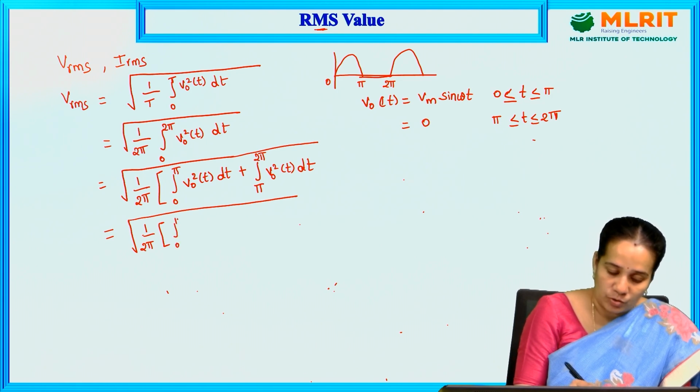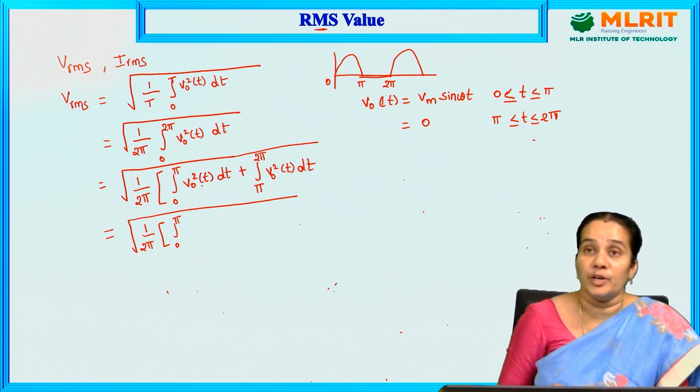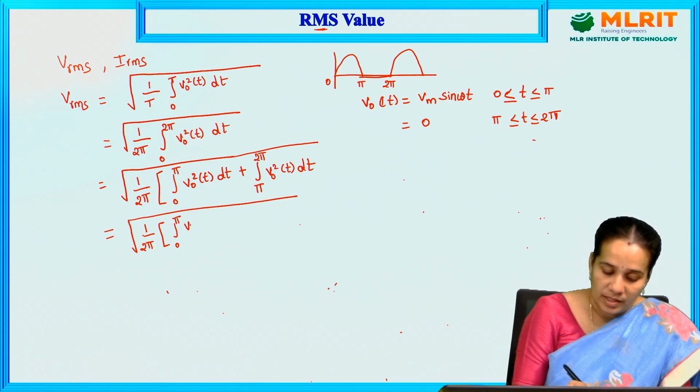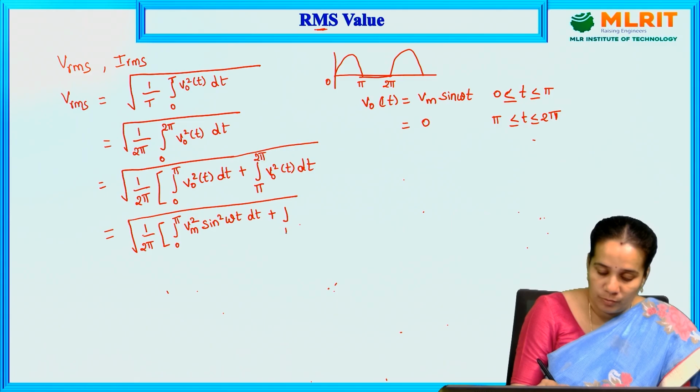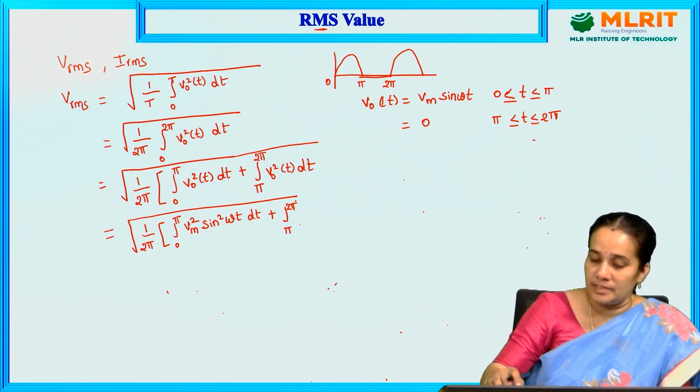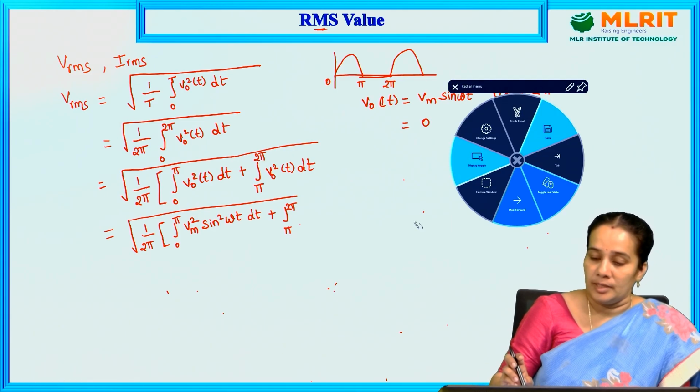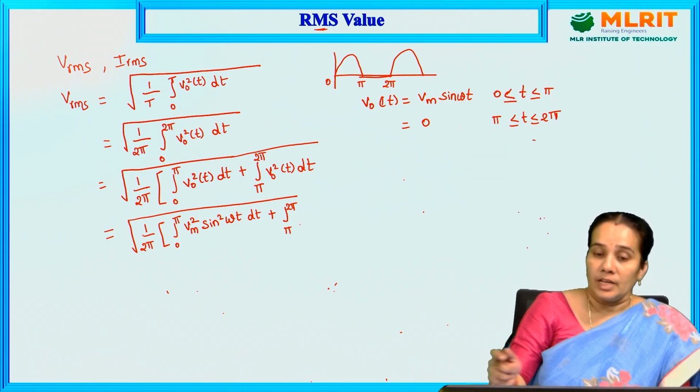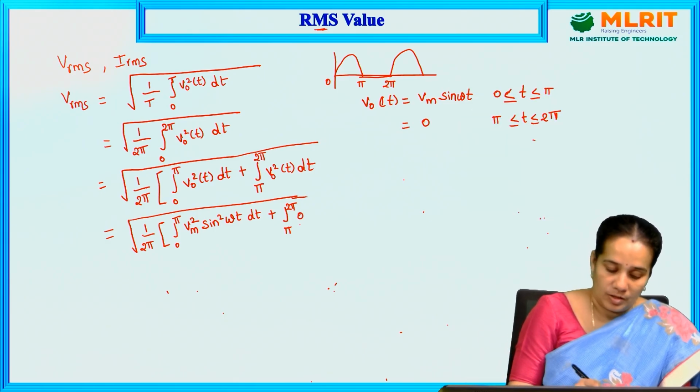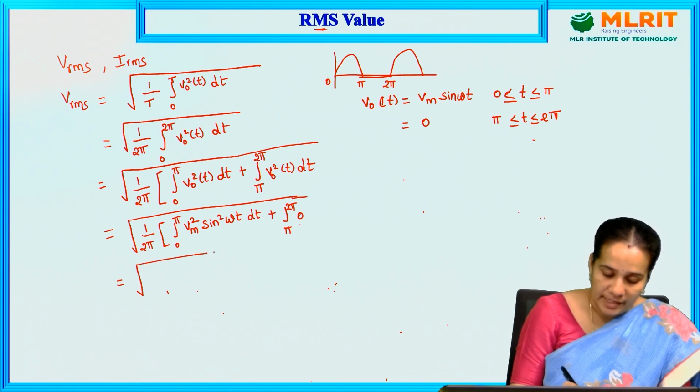So, integral of 0 to pi. Here we take V naught square of t. If we apply the square, the output becomes Vm square sin square omega t dt, plus the integral of pi to 2 pi. What is the output for the limits where t ranges from pi to 2 pi? It is 0. Therefore, taking the constant Vm out, it is the square root of Vm square by 2 pi into the integral of 0 to pi of sin square theta.